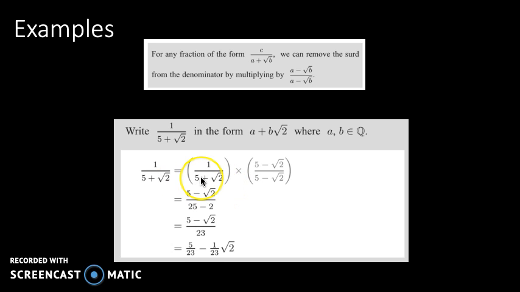We end up with this here, so we're just going to clean it up a bit. 25 minus 2 is 23, which gives us the denominator. And then we can put each individual element over 23, so we have 5 over 23 minus 1 over 23 times the square root of 2, which is our answer.